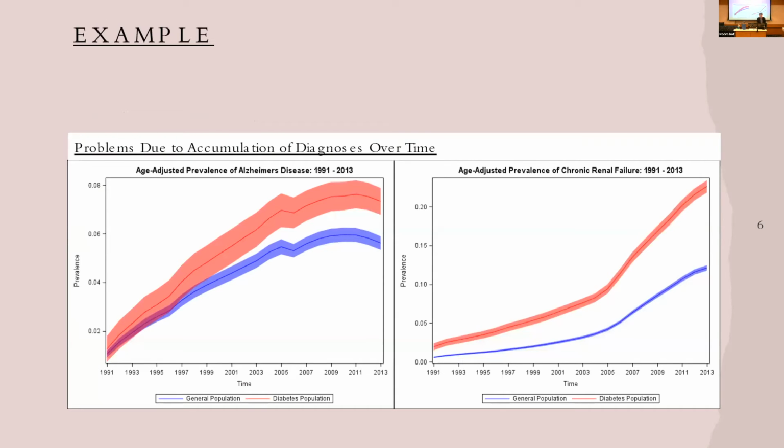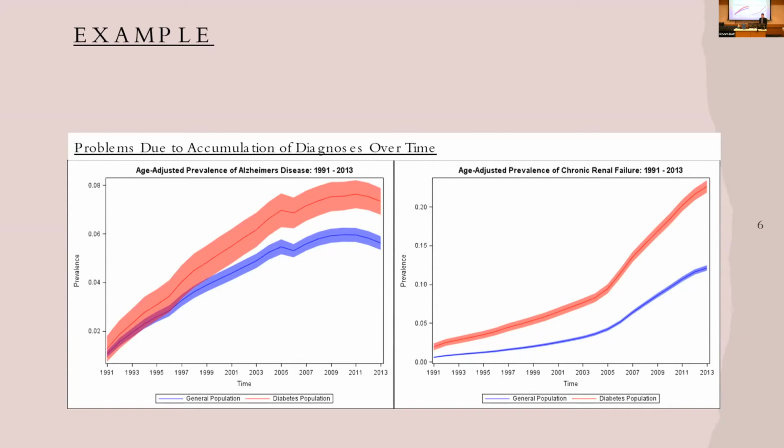Now, these two graphs illustrate a problem, and that's the problem of diagnosis accumulation. We have two chronic diseases: Alzheimer's disease and chronic renal failure. Right? They're both chronic diseases. You don't get any better from these. And just for illustration, we have two populations, the general population and people with diabetes mellitus. Now, as you see, it starts out fairly low because people are coming in 1991. We don't know what diagnoses they have. So the prevalence levels are artificially low in the beginning, and it takes a while for prevalence estimates to start being reasonable. Fine, so what's the problem?